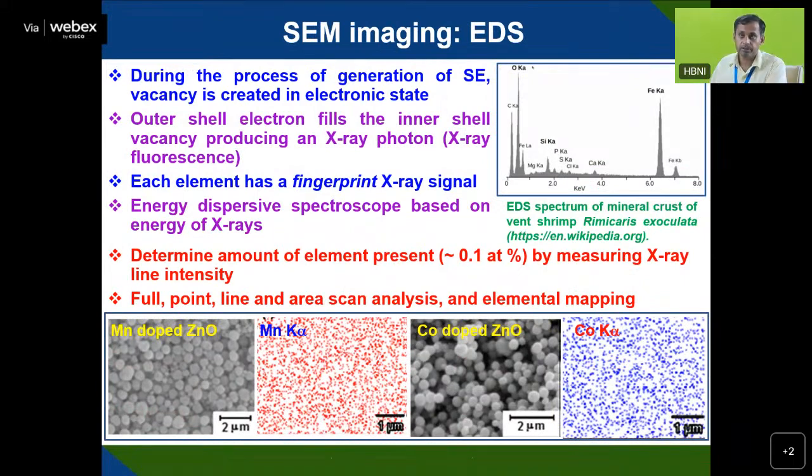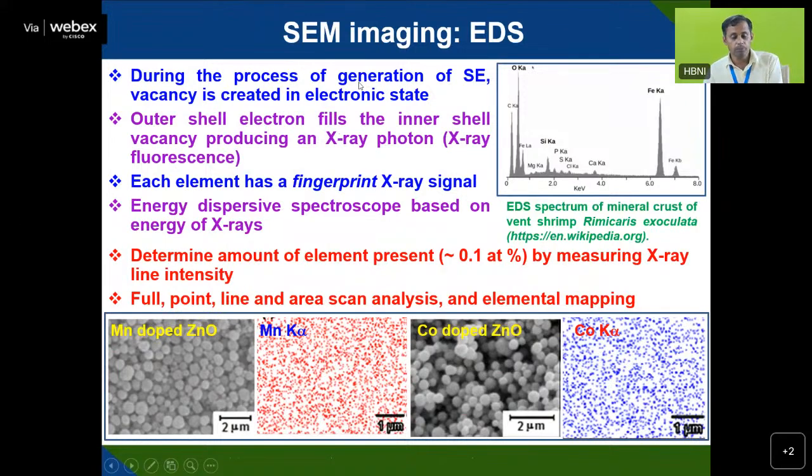You can see here you have a scanning electron microscope with EDS, energy dispersive spectroscopy. In this spectrum you can see carbon K alpha, oxygen, iron, silicon, phosphorus, magnesium, all these elements that you have in the sample, so that analysis is possible.